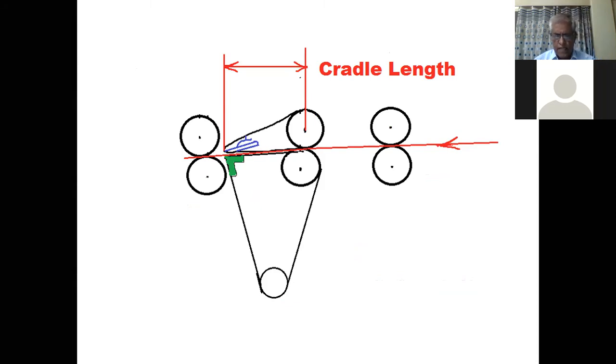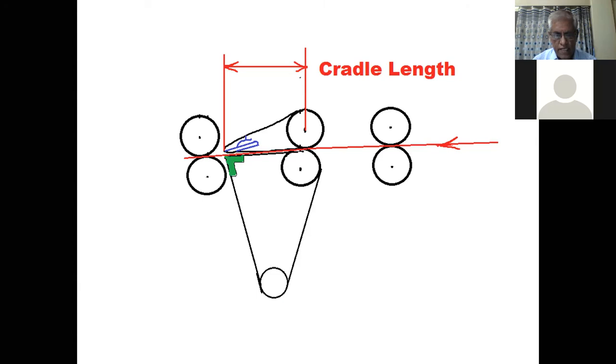So we have seen the construction of the drafting system. Now this is the cradle length. This cradle length means the distance of the tip of the top apron from the center of the top middle roller. So this cradle length depends upon the fiber length. Our aim is to use the cradle length as per the fiber length to be processed. If we are processing a long fiber, then we should use long cradle. If we are using a medium length fiber, then we should use medium cradle. And if we are using short length fibers, then short cradle should be used.